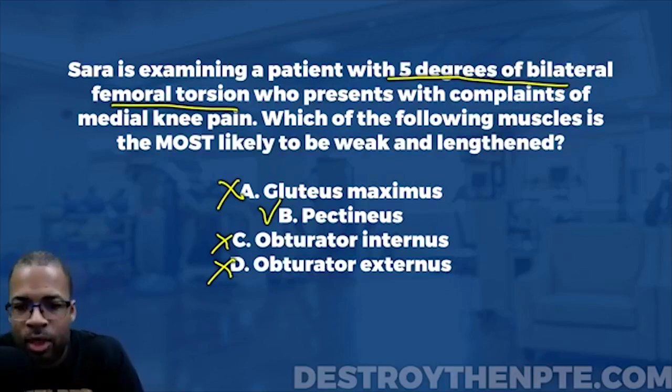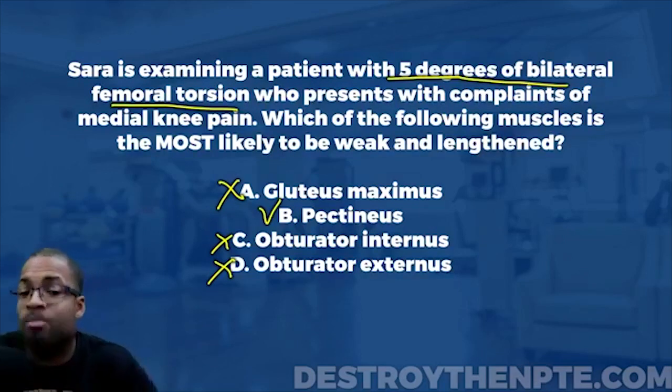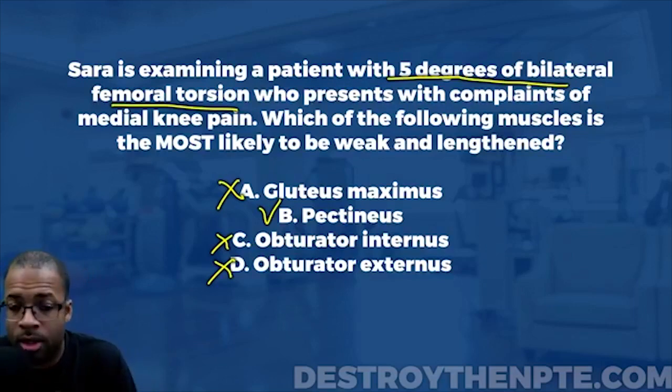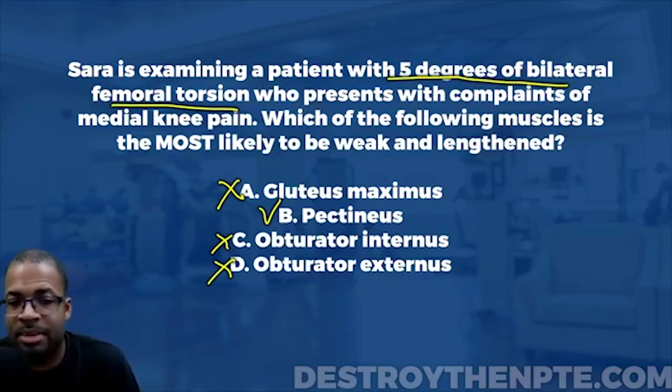We have to really look at this question and see, okay, is it the fact that we didn't understand what retroversion was or anteversion? Is it the fact that we didn't know what these muscle functions were? We didn't know what gluteus maximus did. We didn't know if it did internal or external rotation. We didn't know if Pectineus did internal or external. Or C or D, same exact thing. We didn't know if those did external or internal rotation. If you didn't have that information, that is definitely going to slow you up and cause you to get this question wrong.